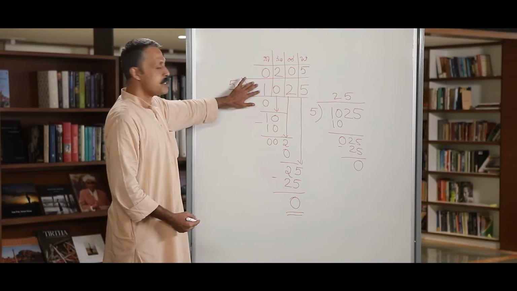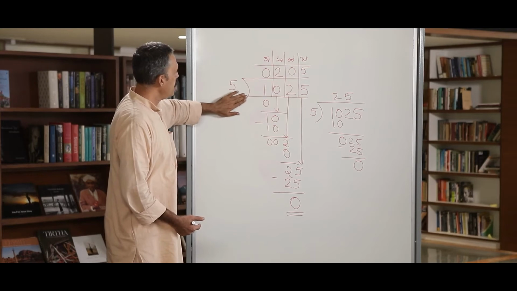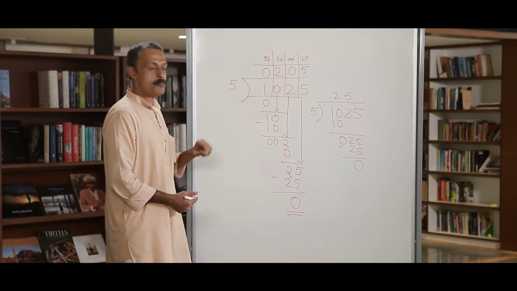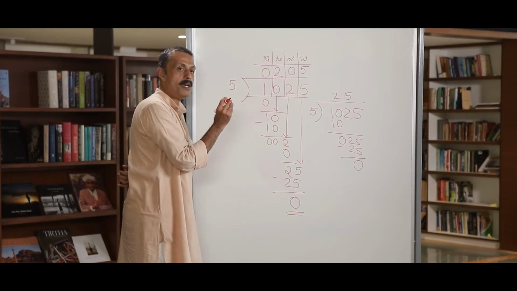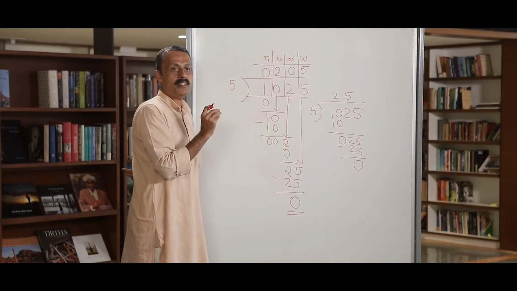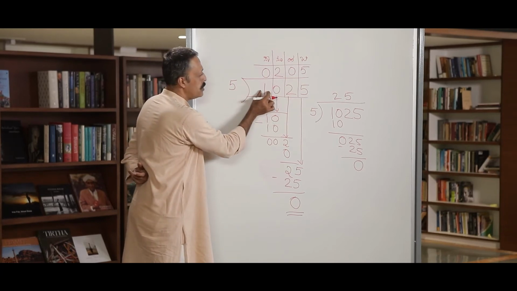In this problem, 1025 rupees were to be shared among 5 people. We need to observe something here. At every point, what question do we ask and what is the answer? Look here. How much do I have?